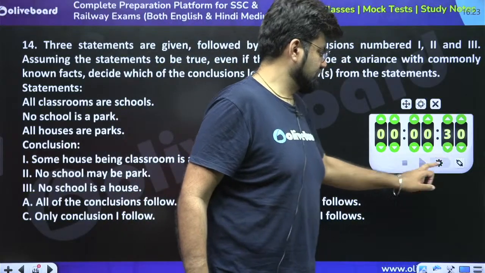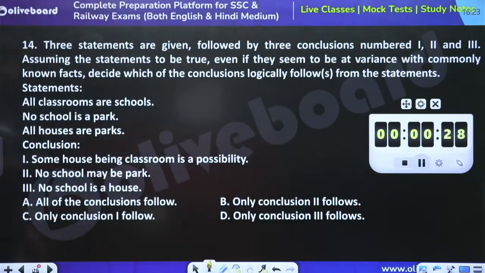Syllogism. They've started asking possibility based questions in tier 1 also.